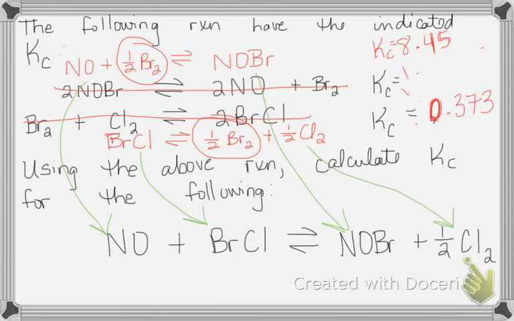Right, to come up with the Kc for what I have down here at the bottom, I'm going to say 8.45 times 0.373. And that's going to give me my answer. 3.2. Yeah. I'm all right, 3.15. And 3.15 is the final answer.